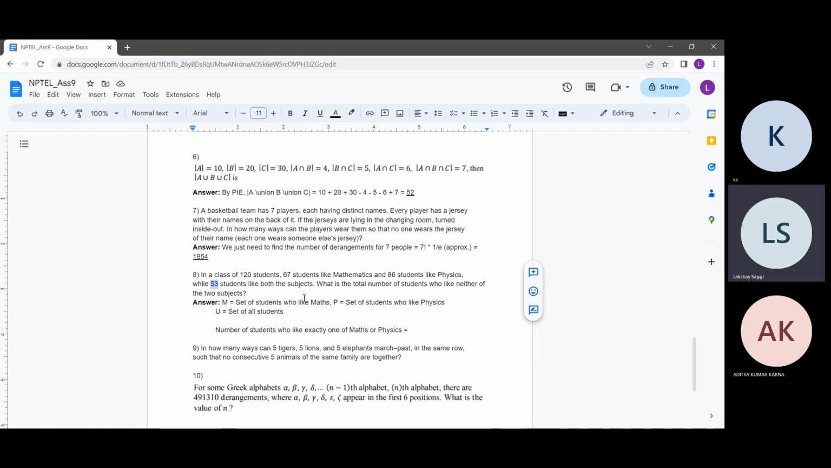So what I already know in my solution is that the total number of students is 120. There are some students who like exactly zero subjects, exactly one subject, and exactly two subjects. I know there are 53 students who like exactly two subjects. Now I'm trying to find the number of students who like exactly one of maths or physics. So how can I find this out? There are 67 students who like maths and 86 students who like physics, while 53 like both. So how many students are there who like exactly one of the subjects?